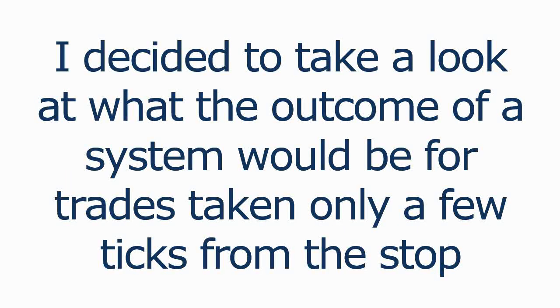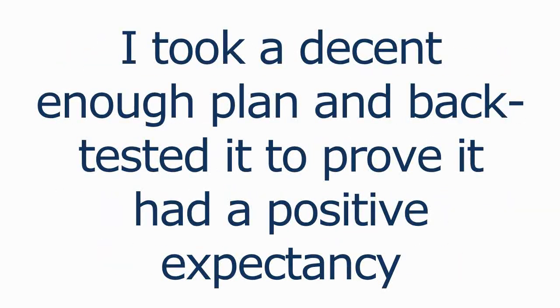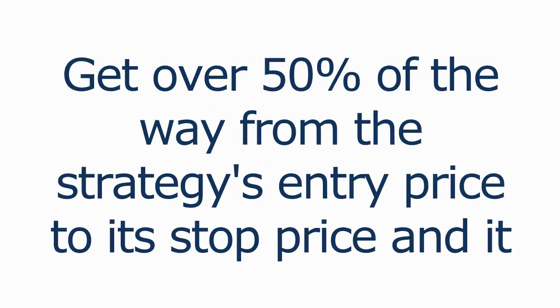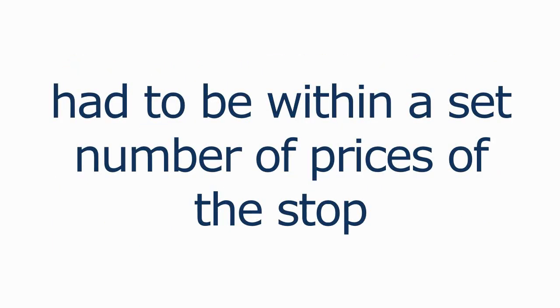So that's why I decided to take a look at what the outcome of a system would be for trades taken only a few ticks from the stop instead of the proper entry price. And I'm going to start off by outlining the premise without going into any unnecessary details of the system. But basically, I took a decent enough trading plan and back tested it to prove that it had a positive expectancy. Now, it didn't set the world on fire, but it was solid enough, and it's probably better than what most are trading. I then defined that to qualify for this different entry, it would have to get over 50% of the way from the strategy's entry price to its stop price, and it had to be within a set number of prices of the stop.